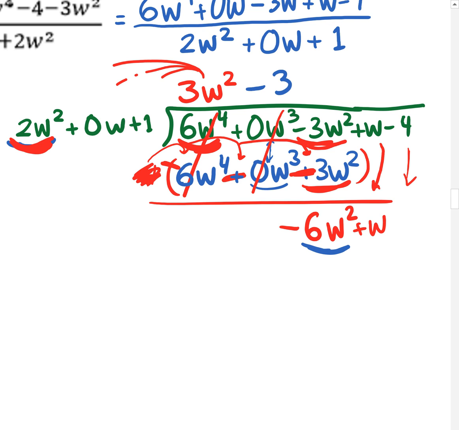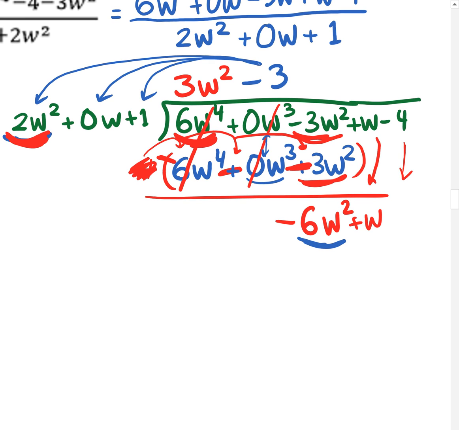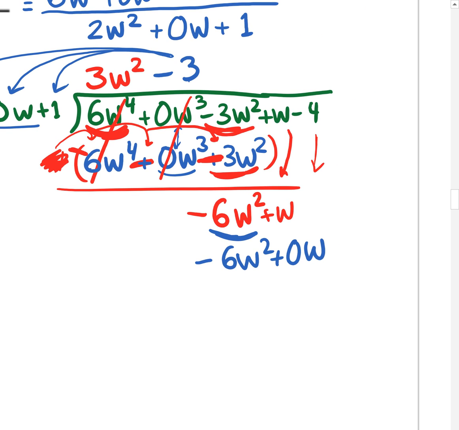I'm going to have to multiply that negative 3 by everyone outside in the divisor. Negative 3 times 2w squared, negative 3 times 0w, negative 3 times 1. So first I have negative 3 times 2w squared, that's negative 6w squared. And then negative 3 times 0w, that's still 0w, because 3 times 0 is 0. And then lastly there, negative 3 times 1 is negative 3.